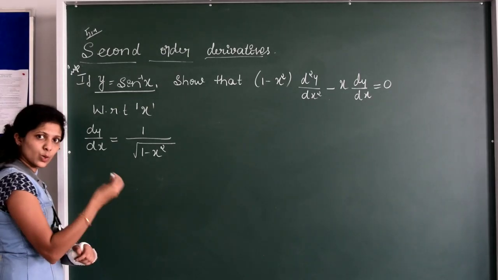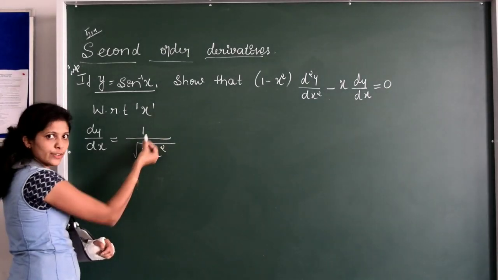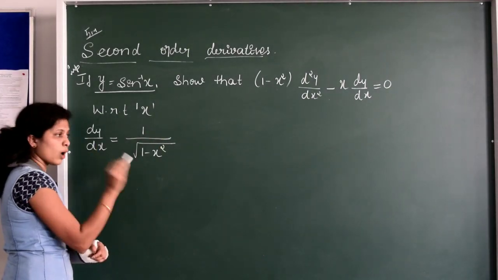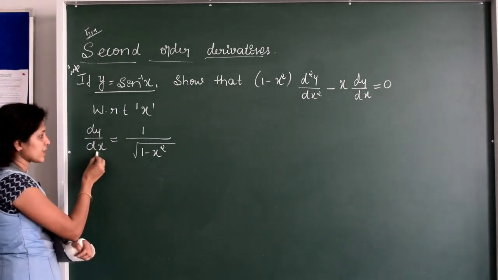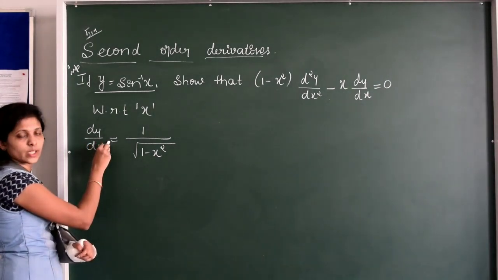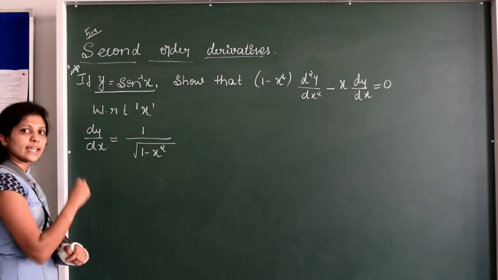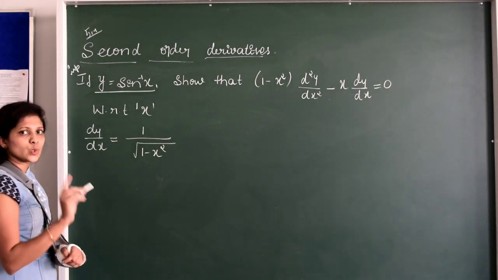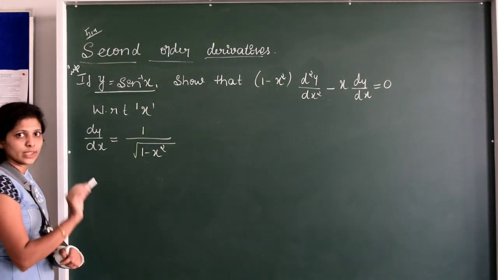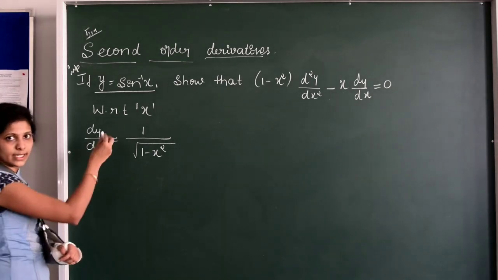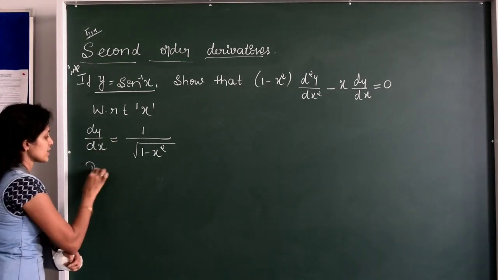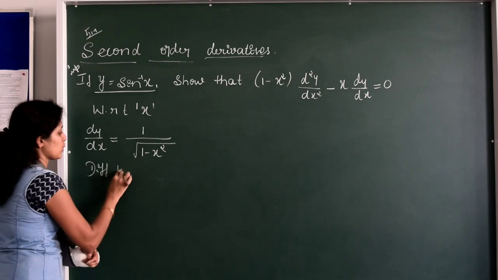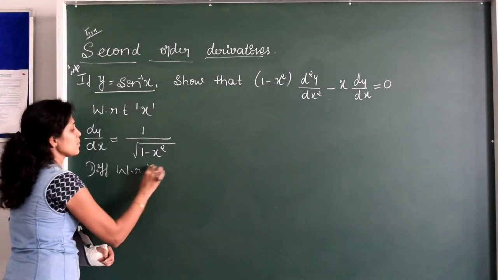Either you can go with the quotient rule, you can use the f of x by g of x form, or you can multiply dy by dx into root of 1 minus x square. Then you can go with the product rule. Here I will explain both the methods. You choose any one, whatever you feel comfortable, you go with that one. Here first we will see by the quotient rule. We will differentiate this function. This is a very important problem. Differentiate with respect to x.